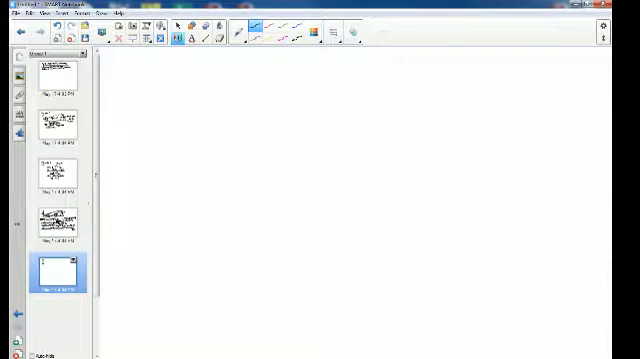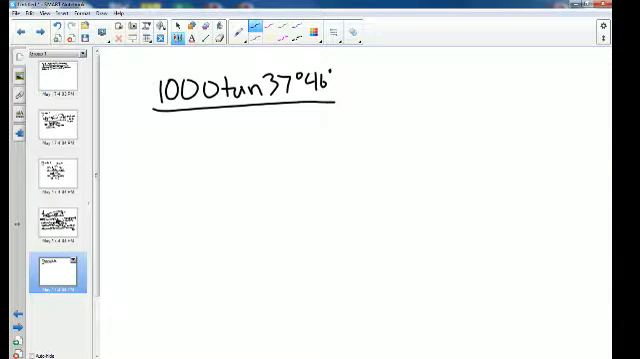So to get from that problem, it'll be x equals 1,000 tan 37 degrees 46 minutes over tan 40 degrees 30 minutes minus tan 37 degrees 46 minutes.